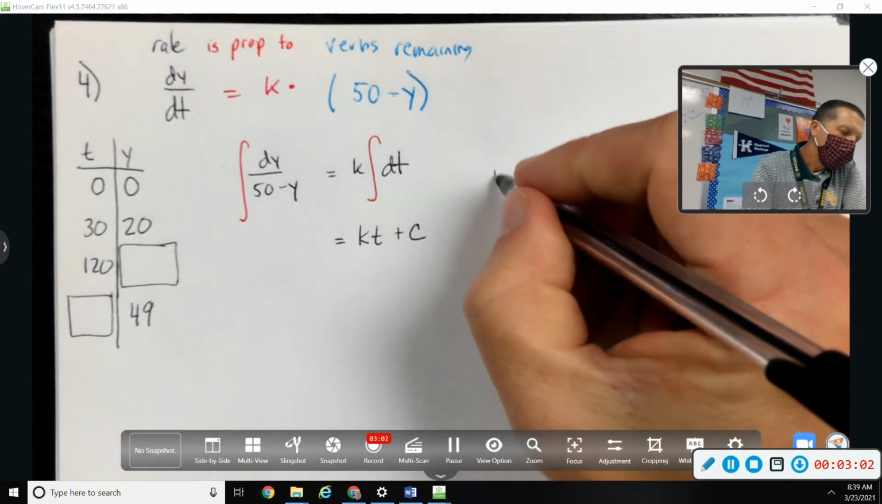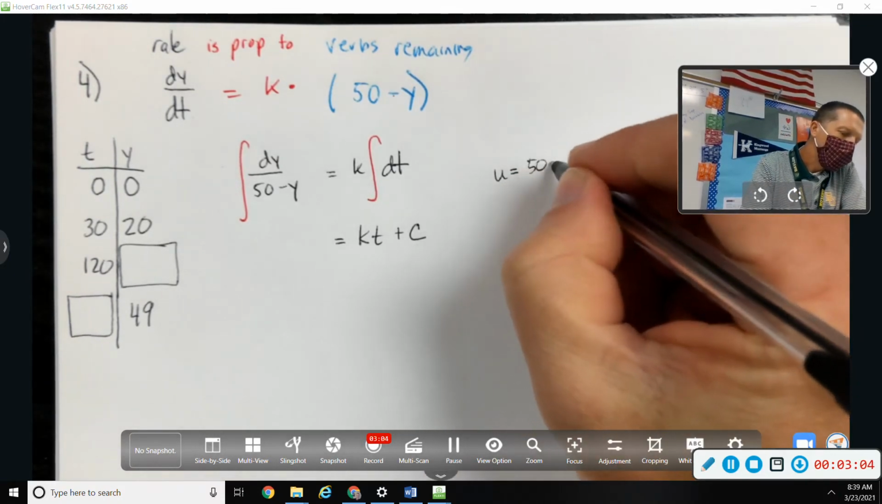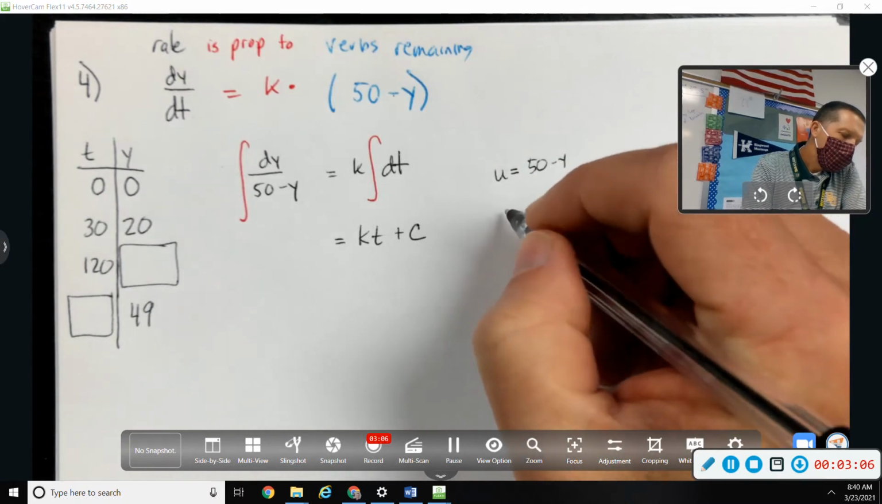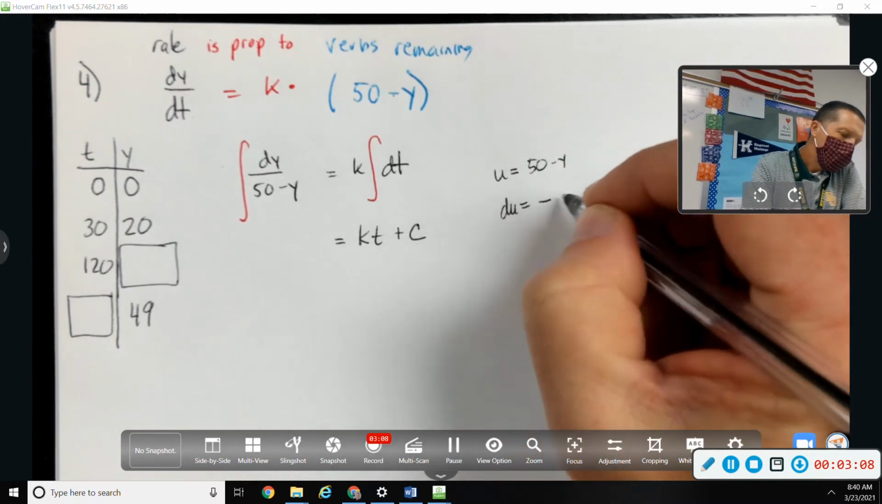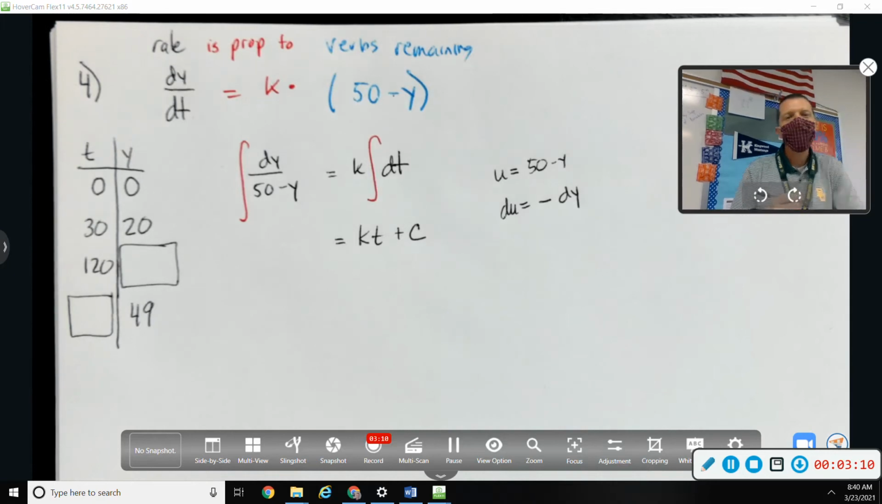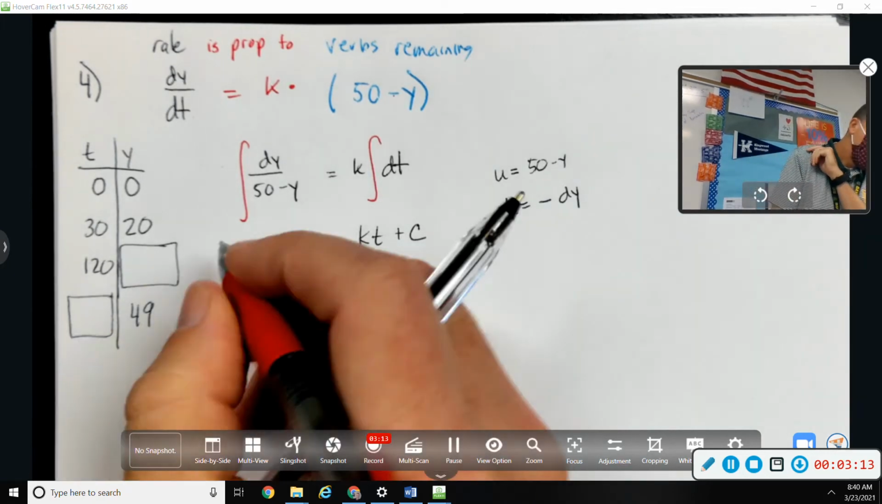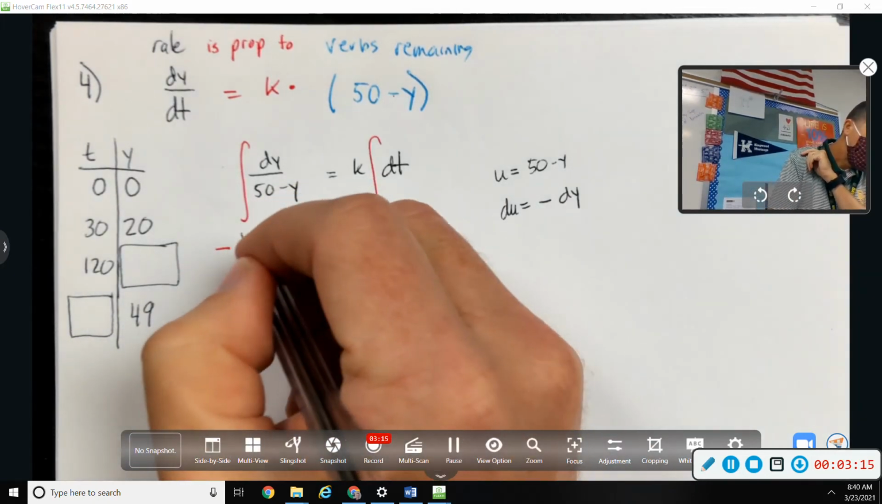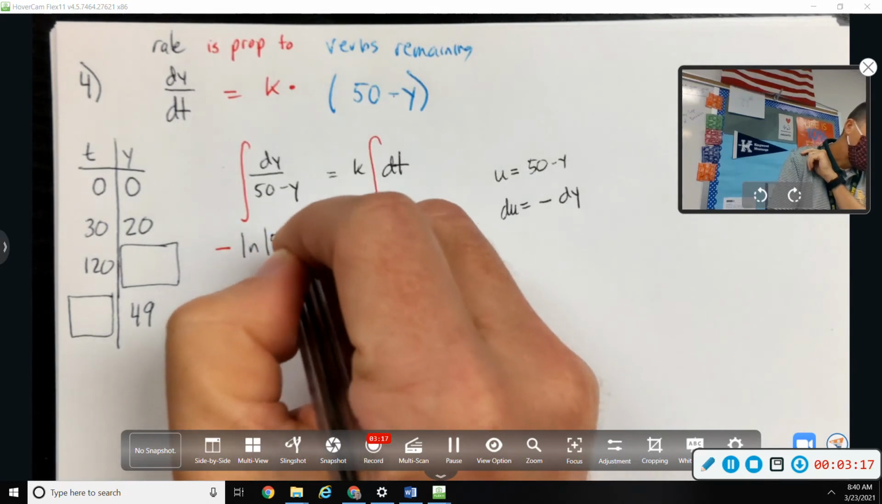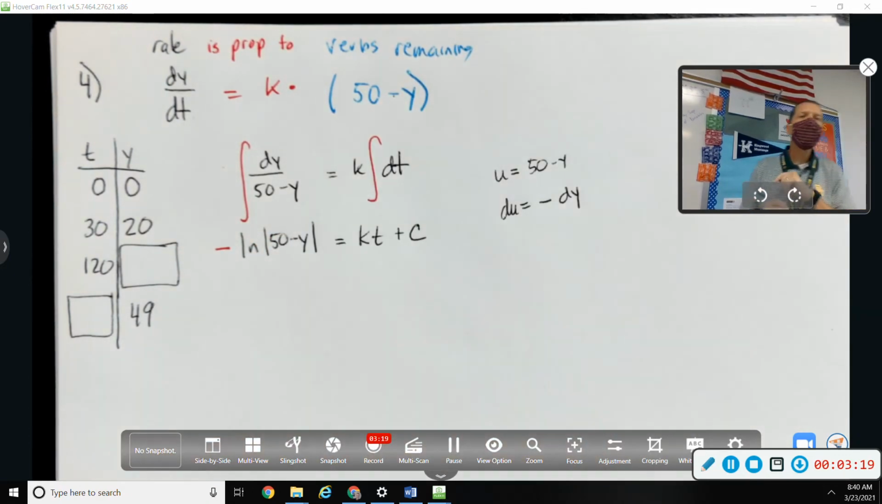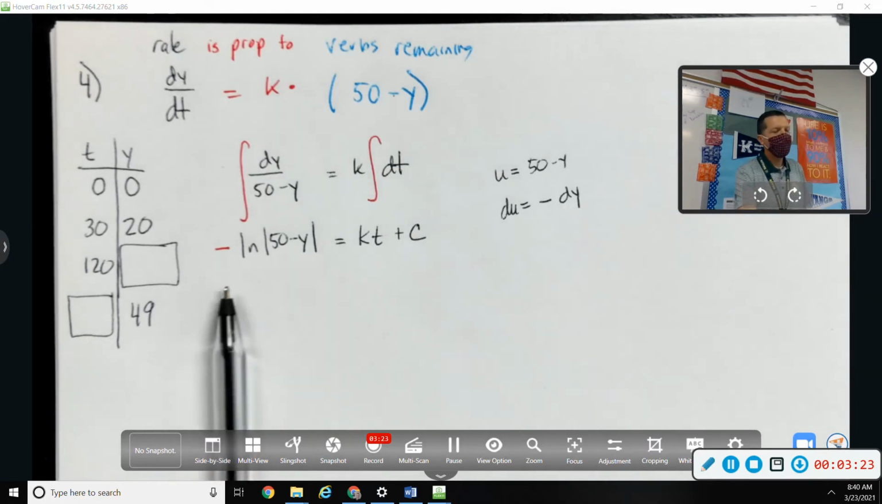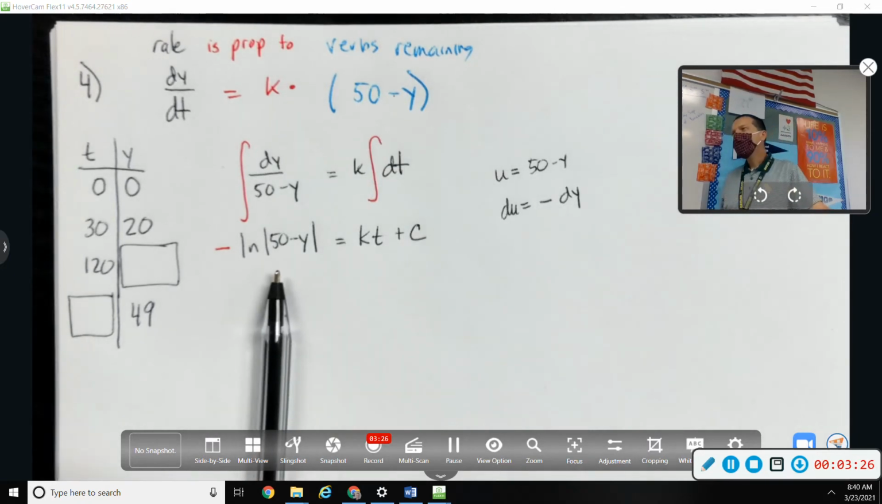I guess I could do the u substitution. And so really I just need a negative sign in there. So negative natural log of 50 minus y. And here's another one where the absolute value bars aren't necessary, because y is never going to be more than 50. You're trying to memorize 50 verbs. So 50 minus y is always going to be positive.